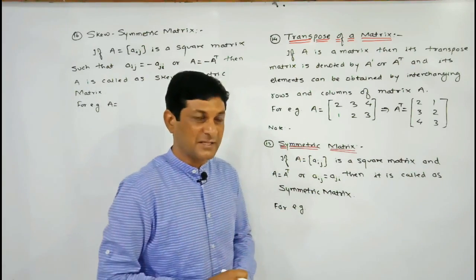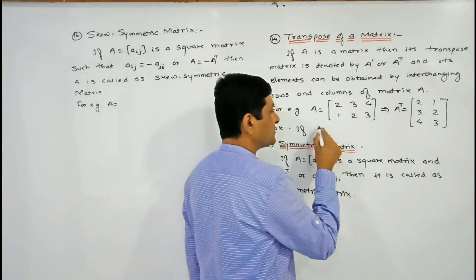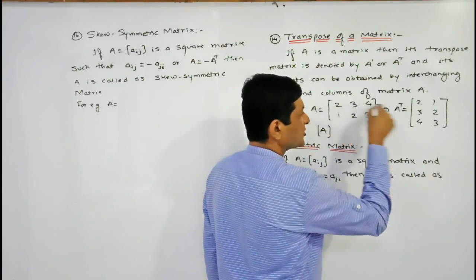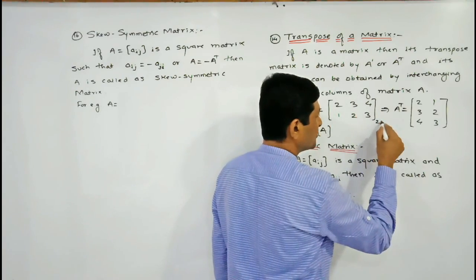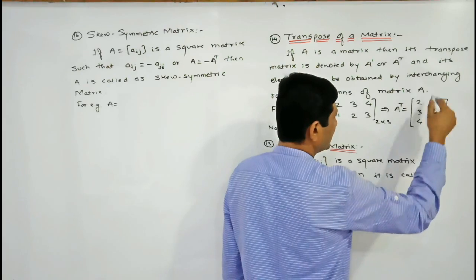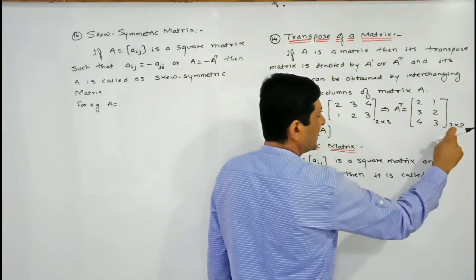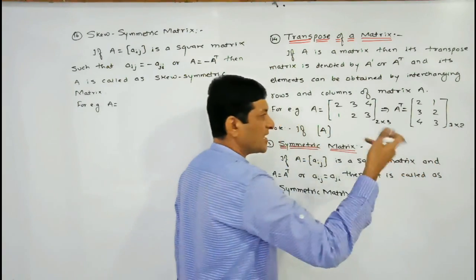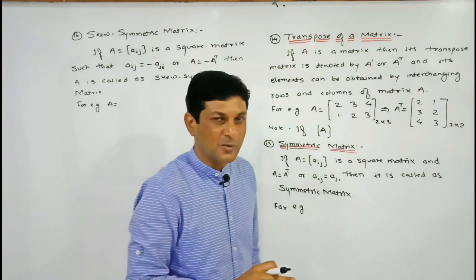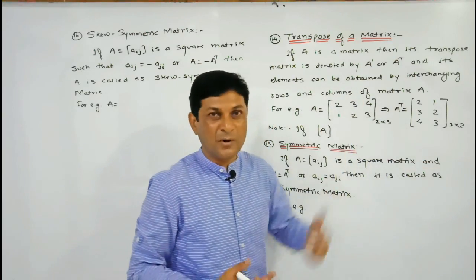Now here we can observe the order of this matrix. What is the order of this matrix? 2 rows and 3 columns, meaning 2 by 3. What is the order of the new matrix? 1 2 3. 3 rows and 2 columns, meaning 3 by 2. So if the order is 2 by 3, the order of its transpose becomes 3 by 2. In short, rows and columns are interchanged according to our definition.